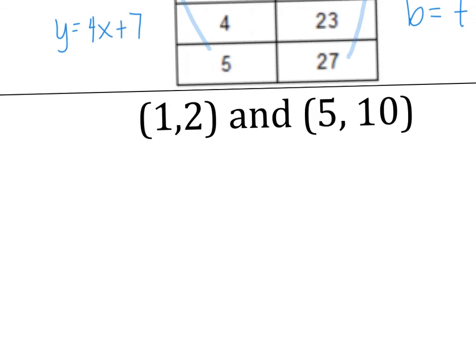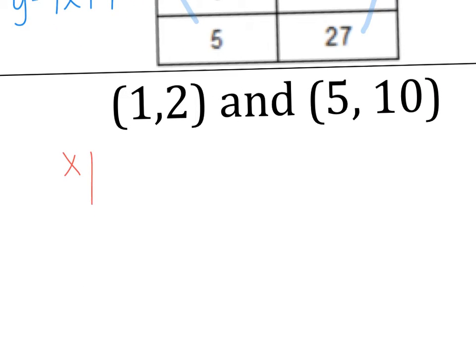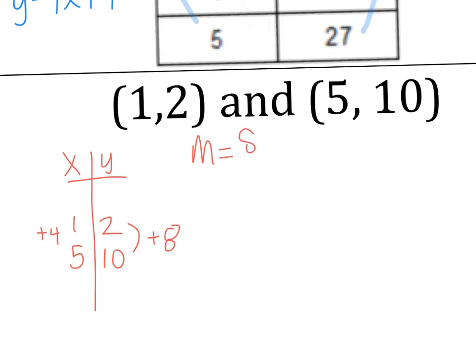We're going to look at 2 points. What do I do? I make myself a table with 2 points. So I have a 1 and a 2 and a 5 and a 10. Okay, so I find the pattern. This one's going up by 8 and this one's going up by 4. So M equals 8 over 4, which equals 2 when I divide.